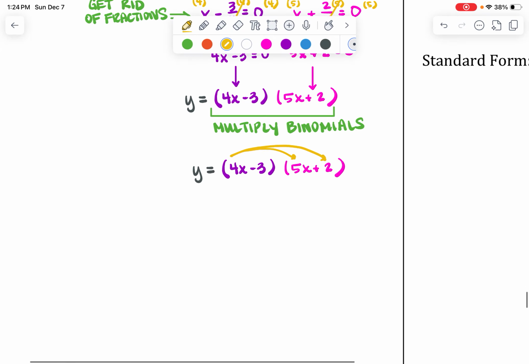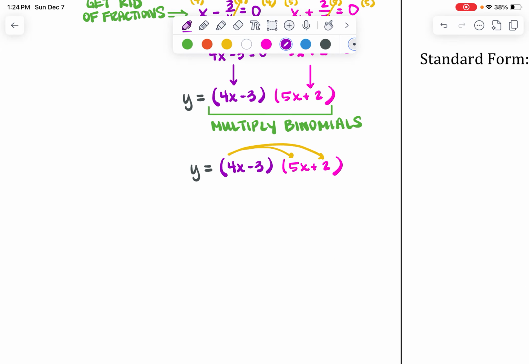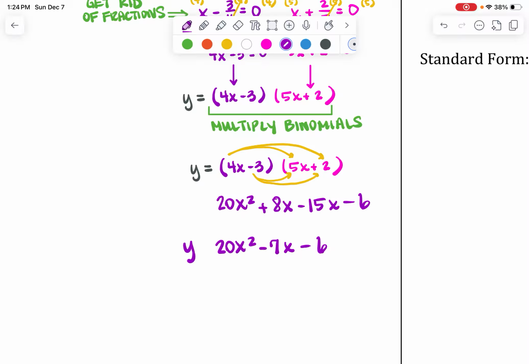I'm going to multiply 4x times 5x, which gives me 20x squared, and then times 2 gives me 8x. Then I'm going to multiply my negative 3 times 5x and 2, which gives me negative 15x minus 6. Then I'm going to combine my middle like terms, which gives me negative 7x in the middle. And then of course I'm going to bring my y equals down to make it a function.